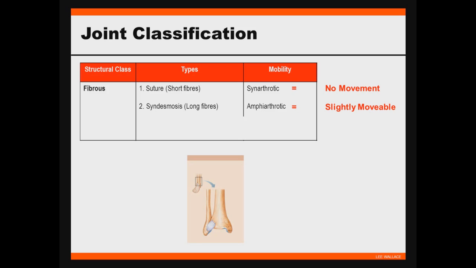So unlike before, when we had the short fibers where there was no movement between them, the slightly longer fibers allow for a little bit of give. So they still can't bend and flex like the way we typically think of joints, but they're just a little bit flexible.